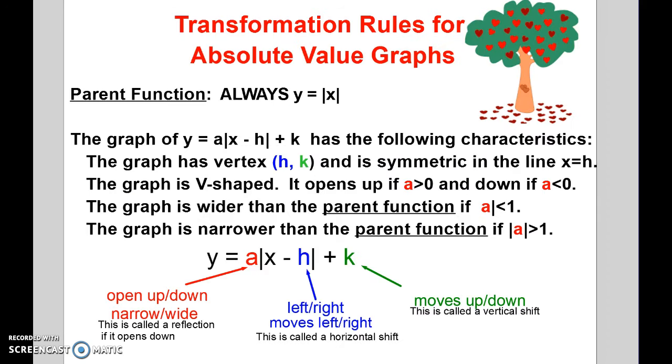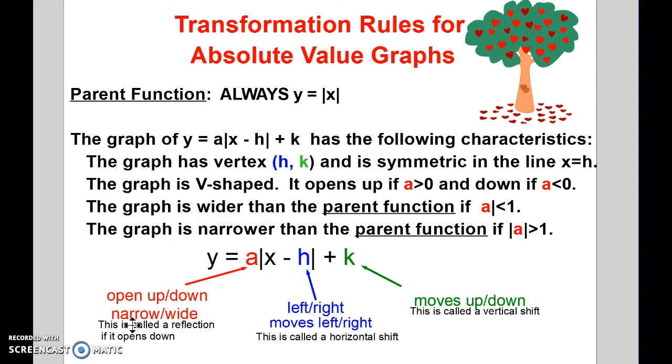This is a little cheat sheet that shows you all of the transformations, the whole graph put together, the equation, which is here: y equals a times the absolute value of x minus h plus k. Remember, your h moves it left to right, your k moves it up and down, and your a makes it more narrow or more wide, and it also opens up or down. These are all called translations.